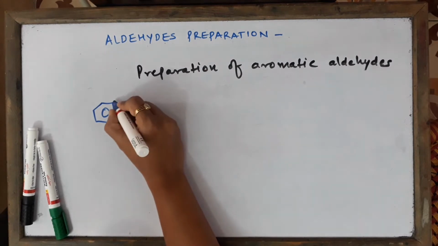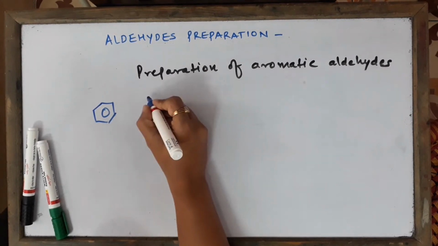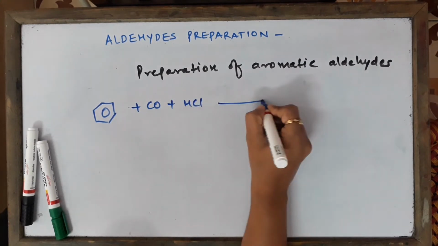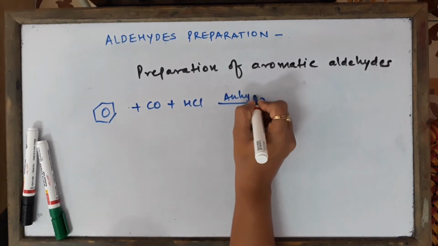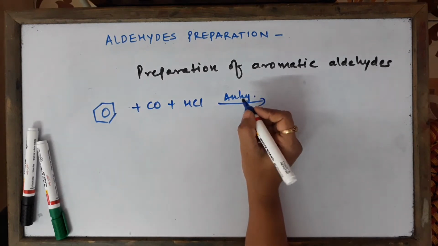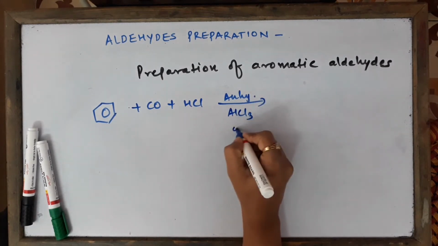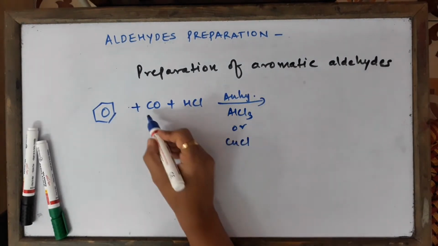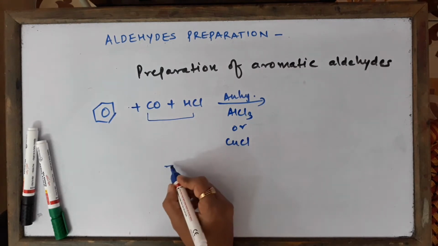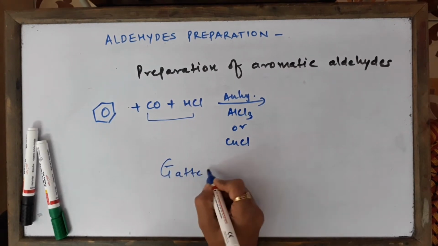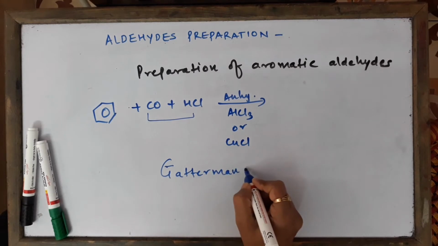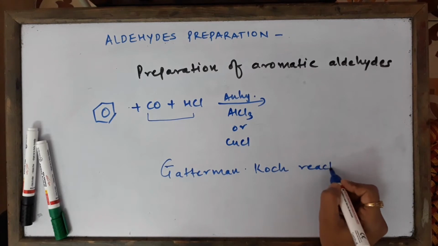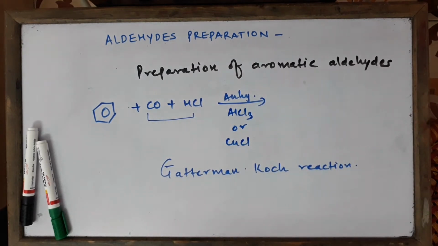The first one is a special reaction where I'm going to use carbon monoxide gas plus hydrochloric acid in presence of some catalyst. Here we are going to use anhydrous AlCl3 as a catalyst or cuprous chloride as a catalyst. Any of them you can remember. And this reaction is called the Gattermann-Koch reaction. It's a name reaction, going to be asked in the exam for a 1 mark question.